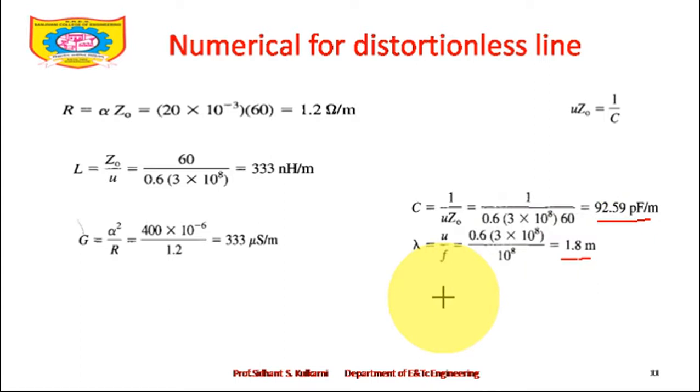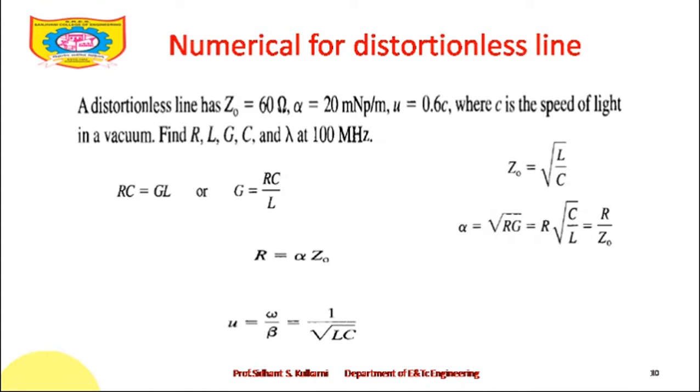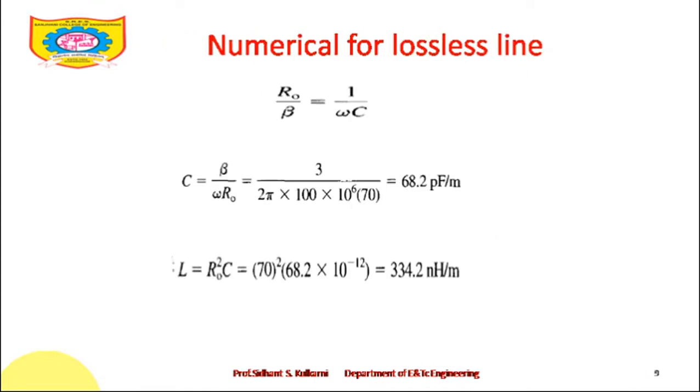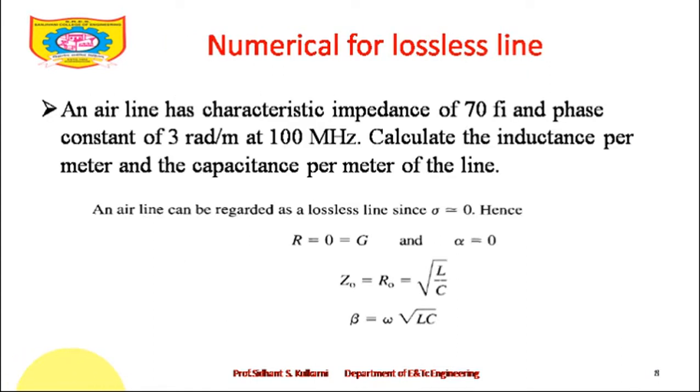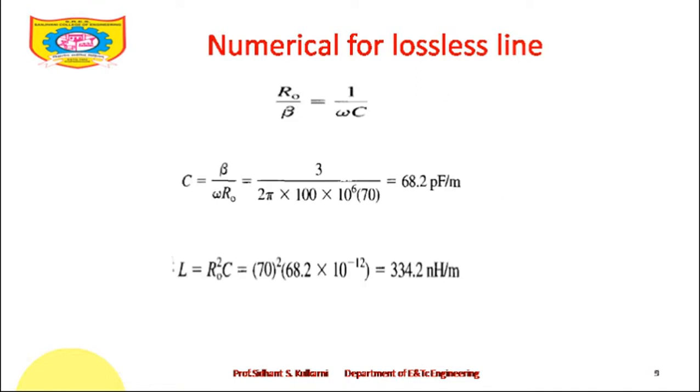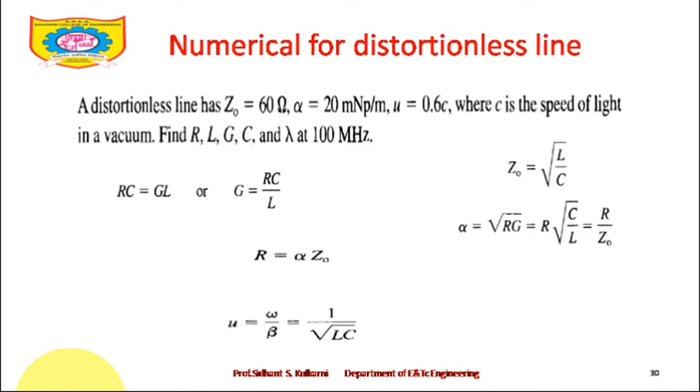So all values are calculated depending on that. So this is another type 2 problem where a lossless line and a distortionless line are given. So try to go through those numericals once again, because this type of numerical can also be asked in an examination if the examiner wishes to. Okay, so we have completed this part on distortionless line and lossless line, and the numericals based on it.